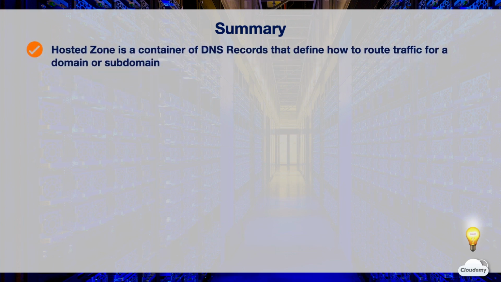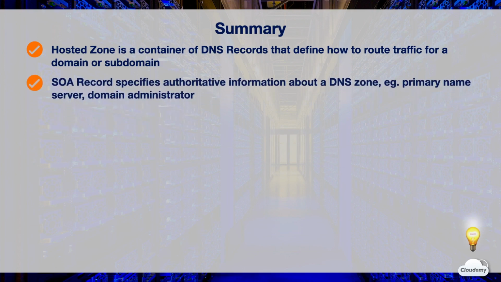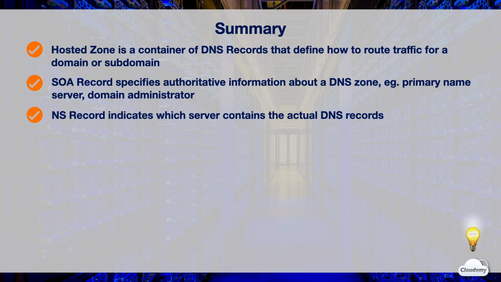A hosted zone is a container of DNS records that define how to route traffic for a domain or subdomain. A DNS record is an object in a hosted zone, which contains the routing information, such as the IP address. The SOA record specifies the authoritative information of a DNS zone, including the primary name server and domain administrator. The NS record indicates which server is the authoritative server for a given domain.